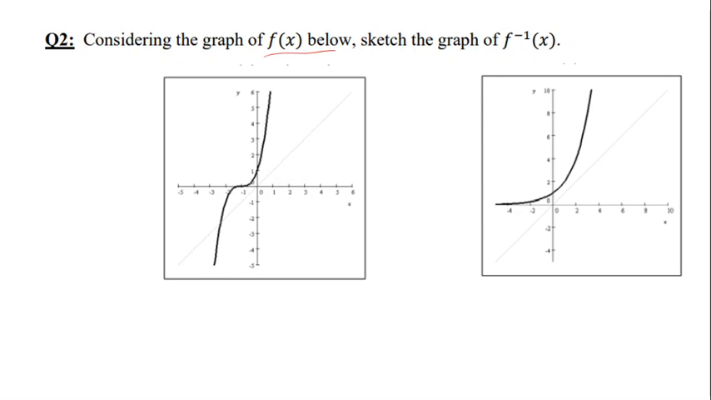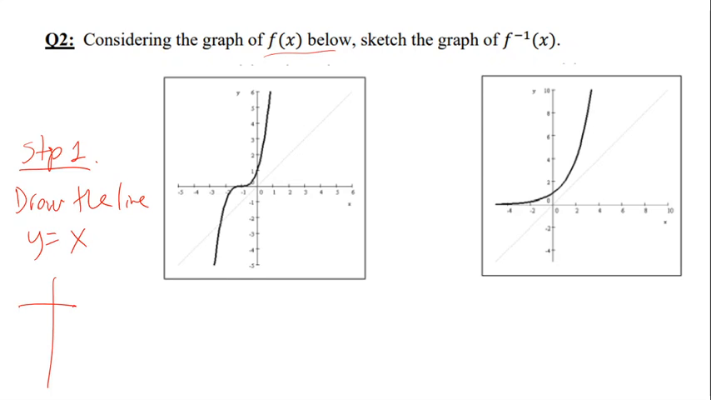Consider the graph of f of x and sketch the f inverse. Okay, the first step when the graph is given, step 1, draw the line y equal to x. You can make a table. It's easy. You make 0, 0, 1, 1, 2, 2, whatever you like. And then you make this line. This is given here, but in the exam you will not be given. So you have to first find this one.